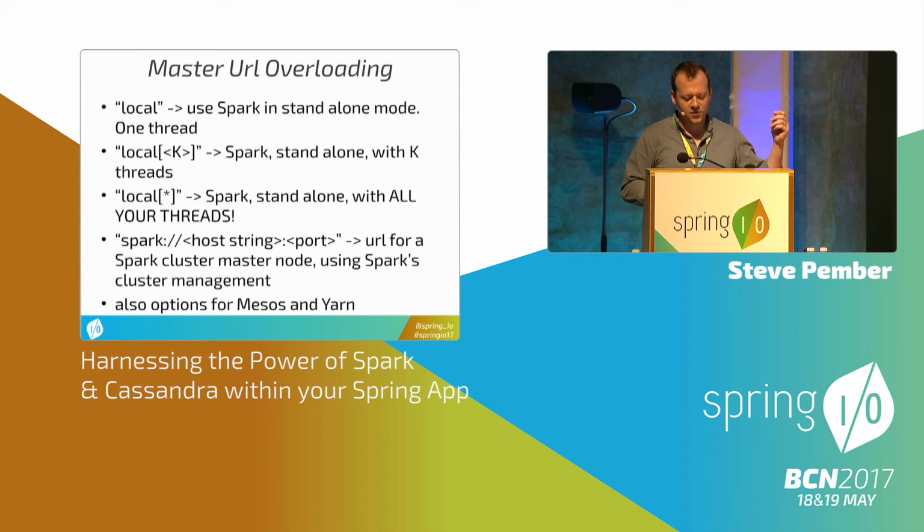That tells it that it's going to be using Spark's built-in cluster management. If you don't want to use Spark's cluster management, you can also, of course, use Mesos. There's an adapter for Mesos, as you would imagine.